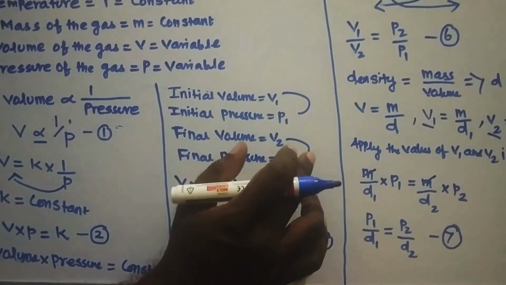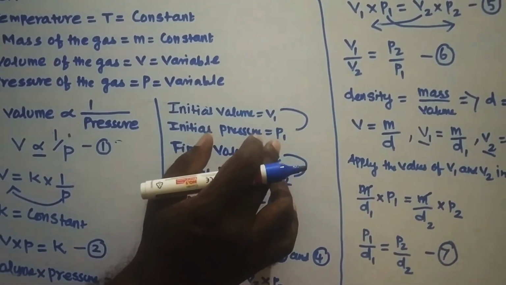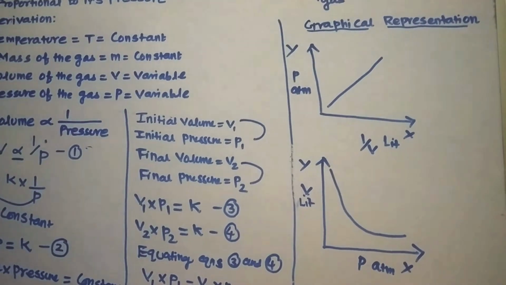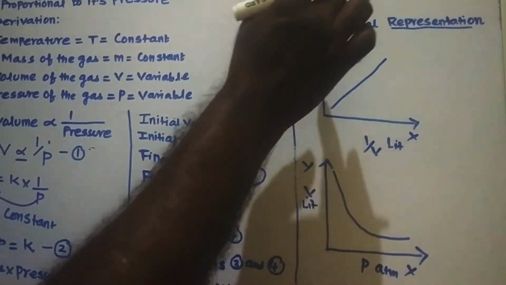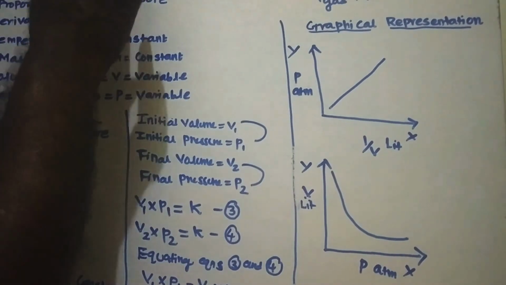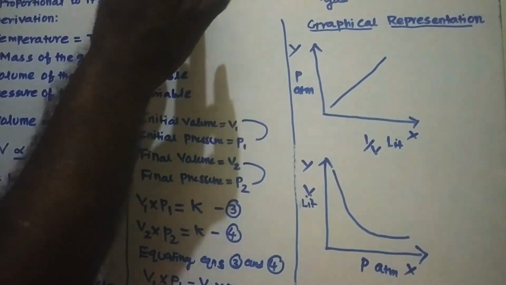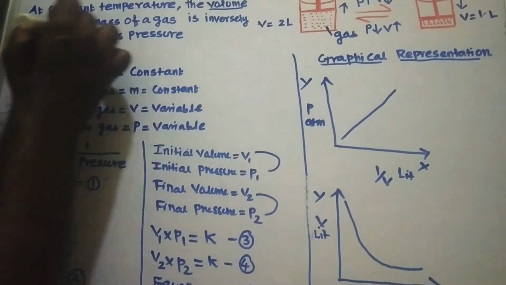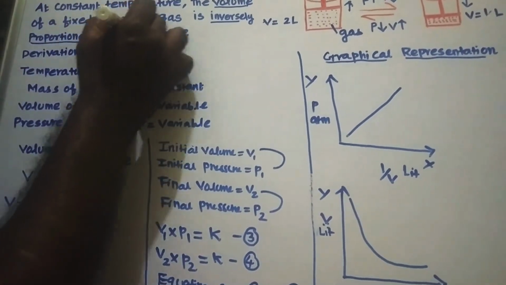Now we are going to see the graphical representation of Boyle's law. It is known that at constant temperature, the volume of a fixed mass of a gas is inversely proportional to its pressure.